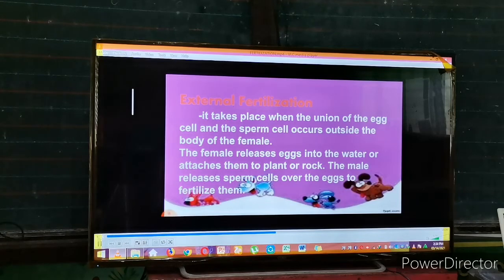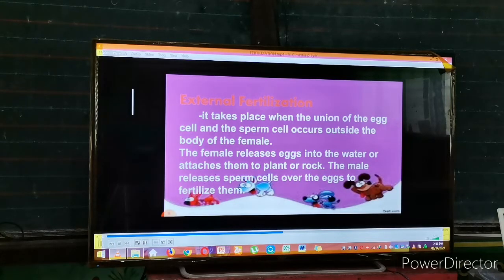External fertilization takes place when the union of the egg cell and the sperm cell occurs outside the body of the female. The female releases eggs into the water or attaches them to plant or rock. The male releases sperm cells over the eggs to fertilize them.